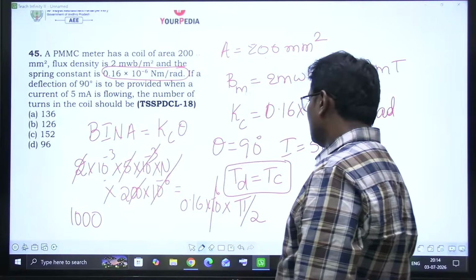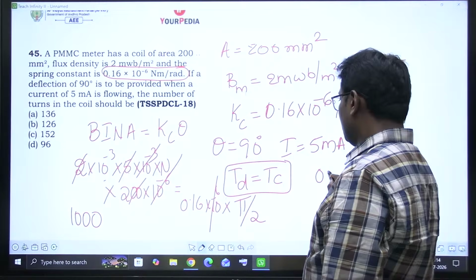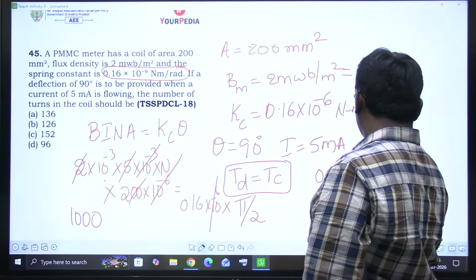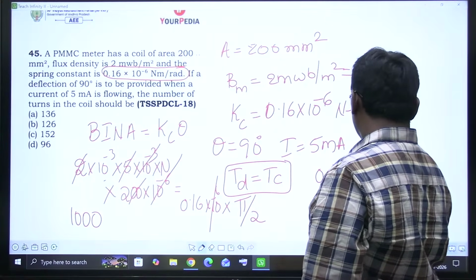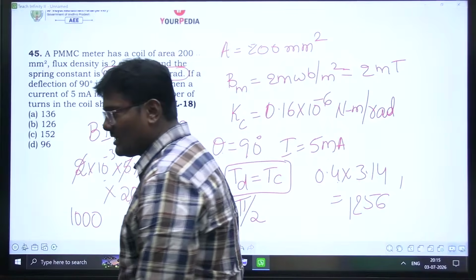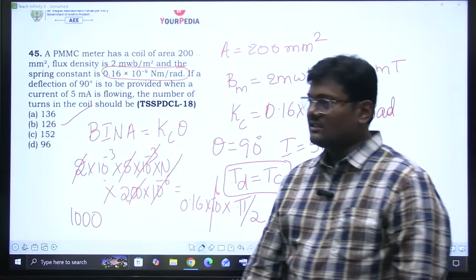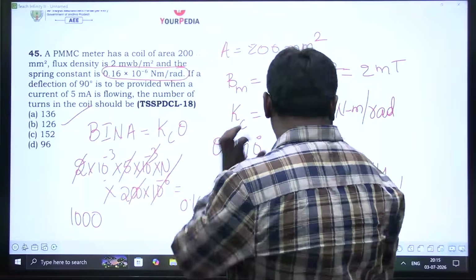0.16, so 0.04 into 5. So here 0.4 into 3.14. I think it is 4 4 is 16, 4 1 is 5. So 4 3 is 12. 126 or 136? Tell me. 126. Yes. Excellent. 126 is the correct answer.